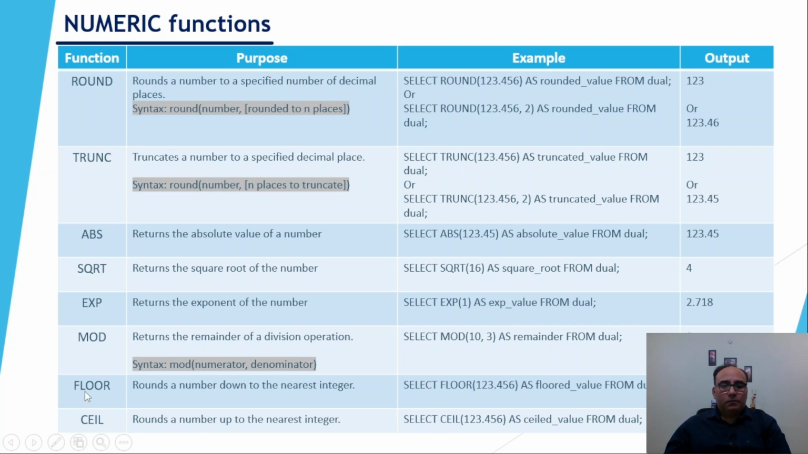Then we have FLOOR. This rounds a number down to the nearest integer. For example, FLOOR(123.456) will return 123 as an output. Then we have CEIL. This rounds a number up to the nearest integer. So CEIL(123.456) will return 124.